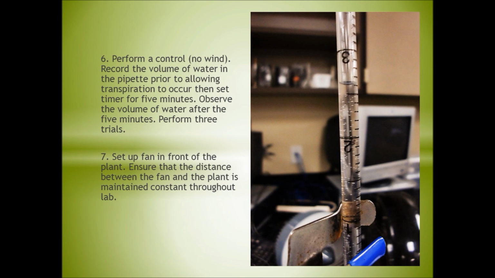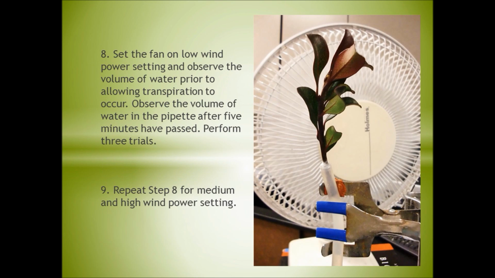Step 6. Perform a control. Record the volume of water in the pipette prior to allowing transpiration to occur, then set timer for 5 minutes. Observe the volume of water after 5 minutes. Perform 3 trials. Step 7. Set up fan in front of the plant. Ensure that the distance between the fan and the plant is maintained constant throughout the lab.